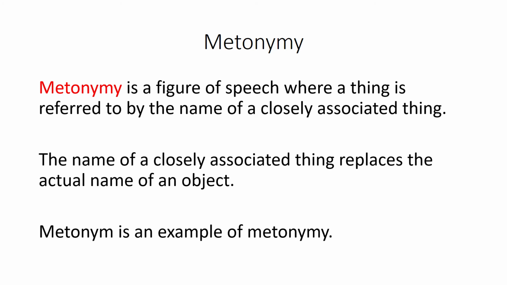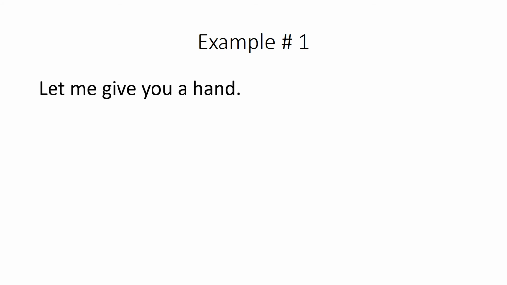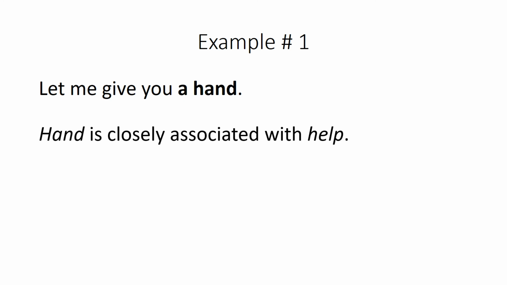We don't say this is a metonymy, we say this is a metonym. Now, if you're a bit confused right now about what this is, let me give you an example. Here's the first example. Let me give you a hand. A hand here is a metonym. Why? Because it really means help. Let me help you. So hand here is a word that's closely associated with help, and it replaces the word help. So this is an example of metonymy.